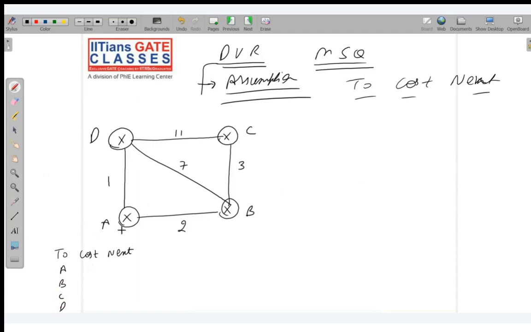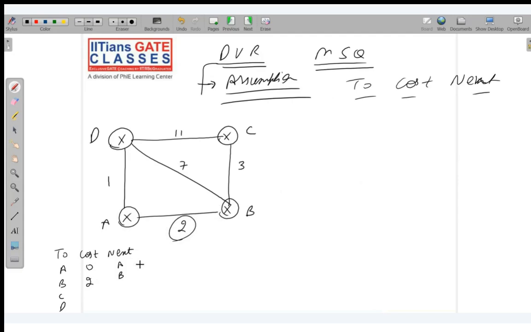Then cost. A to A, cost obviously 0. What is the next hop? Next hop is A. A to A, we will just assume it like this. Okay, A to A. Okay, next to B. Cost is 2, next is B only. Okay, next is B. C. Cost also? Cost 2. A to B, 2, 2.